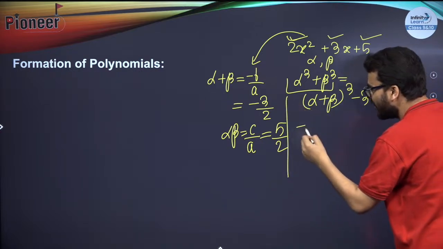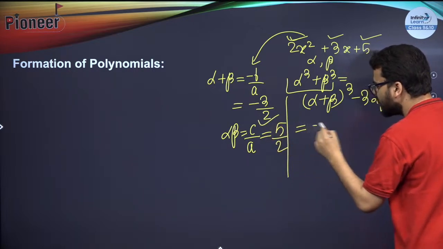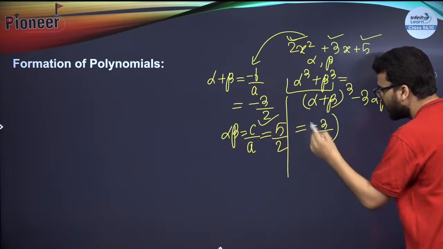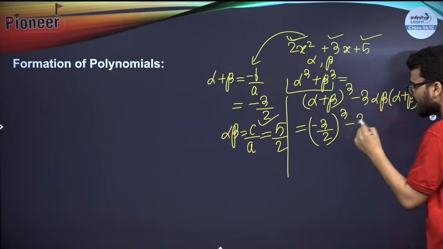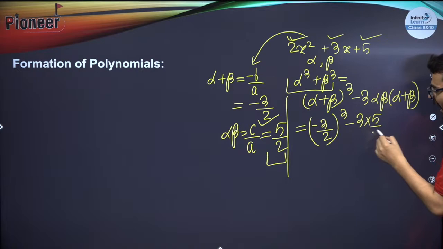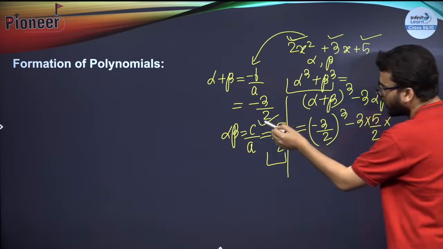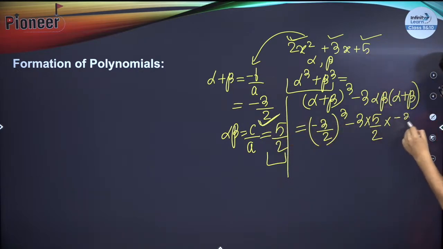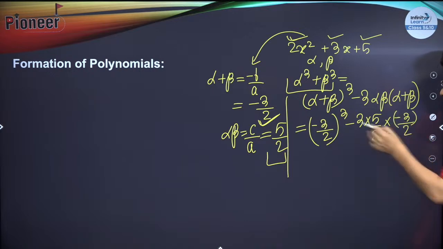Okay, so over here alpha plus beta is nothing but minus 3 by 2. So just put the value over here: minus 3 by 2, the whole cube, minus 3 alpha beta. We have alpha beta equal to 5 by 2 and alpha plus beta equal to minus 3 by 2. So basically this is the answer. You can calculate to get the answer.